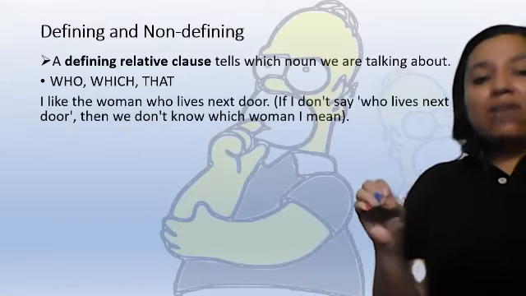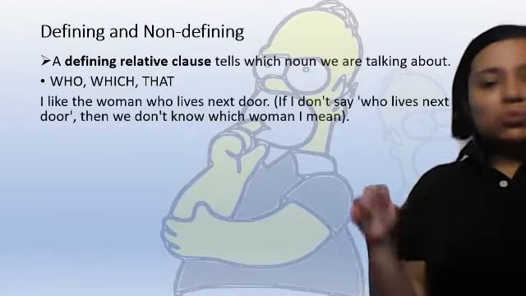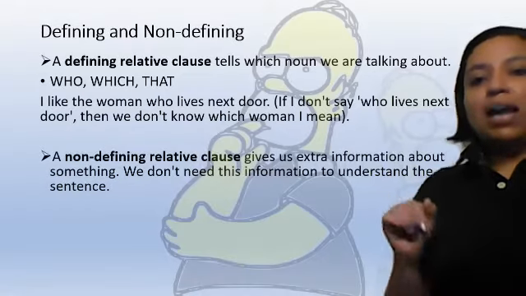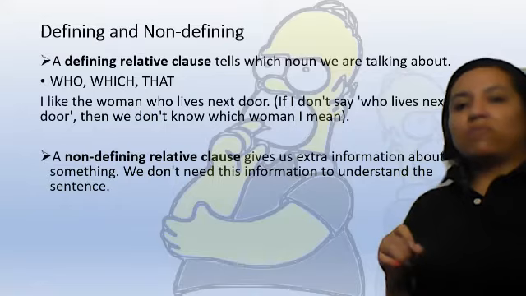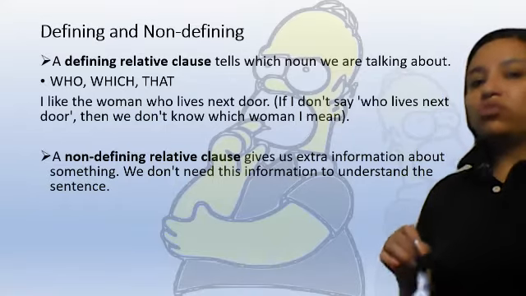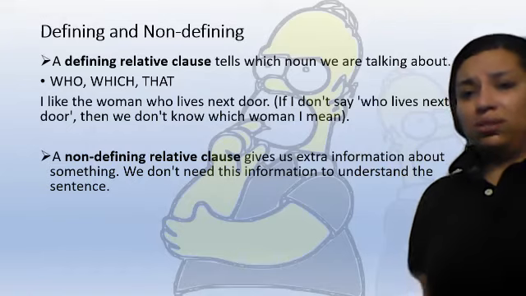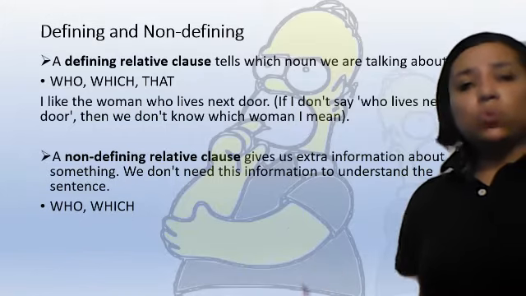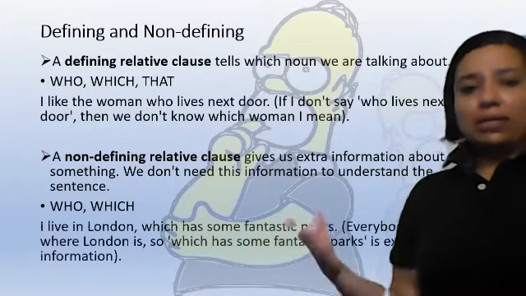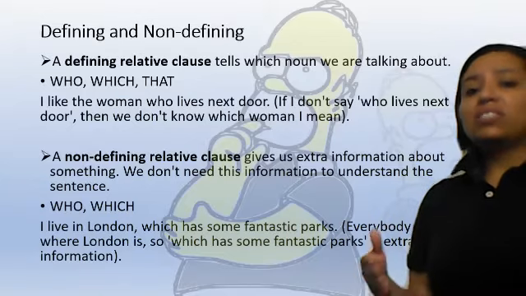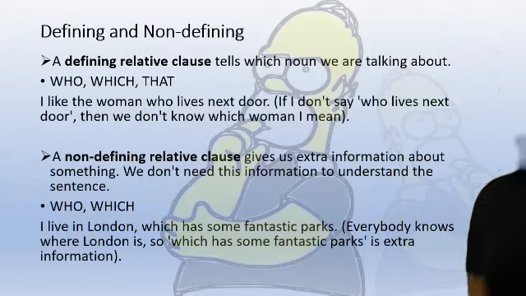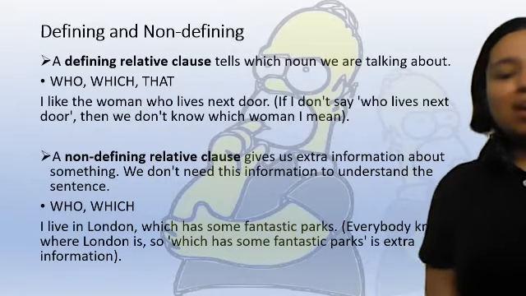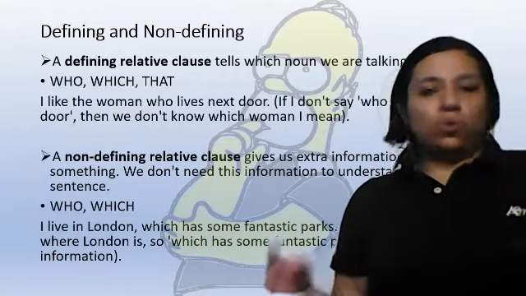And obviously, when we use which, when we use that, it also refers to the noun that we are talking about. A non-defining relative clause gives us extra information about something. We don't need this information to understand the sentence. It's only extra. It doesn't have a complete importance. And in these cases, we use who and we use which. Example, I live in London, which has some fantastic parks. Everybody knows where London is. So which has some fantastic parks is extra information because everyone knows where London is. Okay?